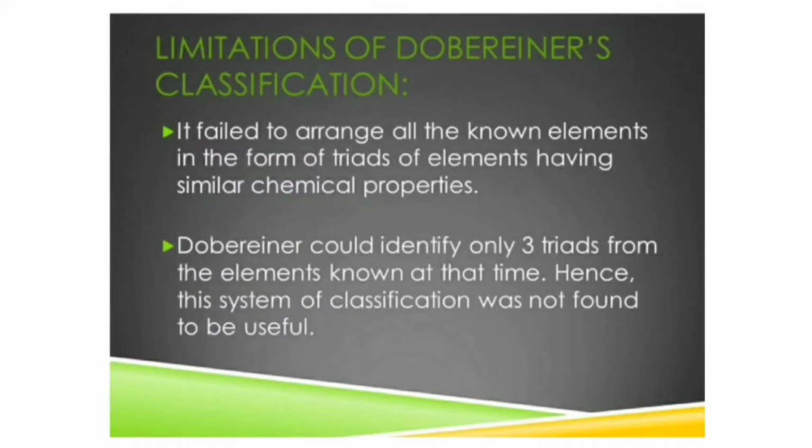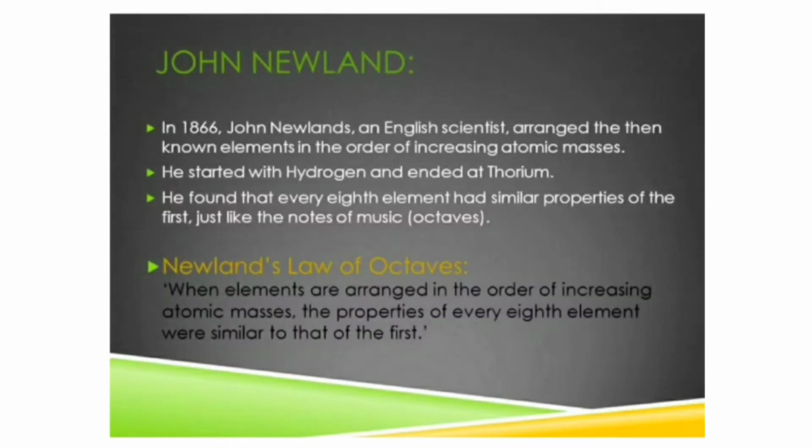Limitations of Döbereiner's classification. It failed to arrange all the known elements in the form of triads of elements having similar chemical properties. Döbereiner could identify only 3 triads from the elements known at that time. Hence, this system of classification was not found to be useful.